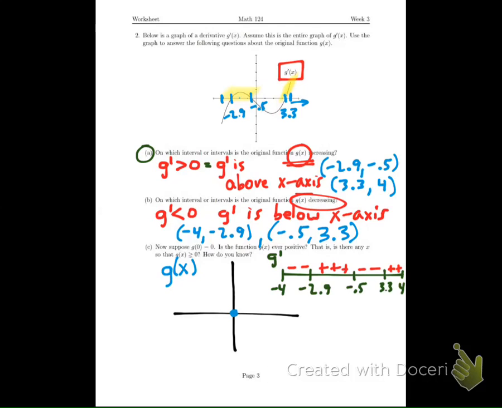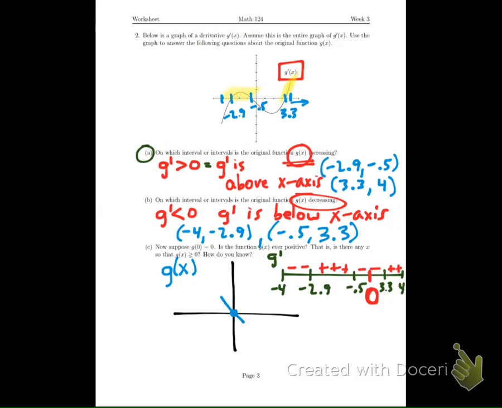Okay, so leading up to 0, if it goes through 0, remember 0 on this chart is right in between negative 0.5 and 3.3. So the function g is decreasing right through this interval. It's decreasing. So yes, the function g of x is positive, because of the reasons I just said.